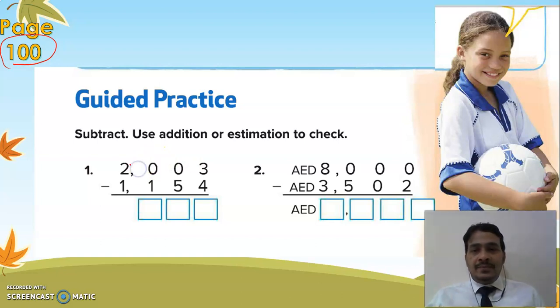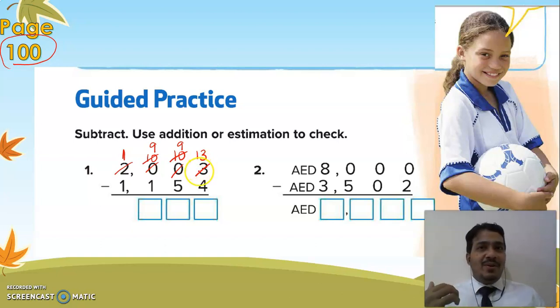Okay? So let's borrow from this. So this will become 1. When you borrow 1 from here, this becomes 10. Again, borrow. So this becomes 9. This becomes 10. Again, you borrow. This becomes 9. And this becomes 13. Perfect.